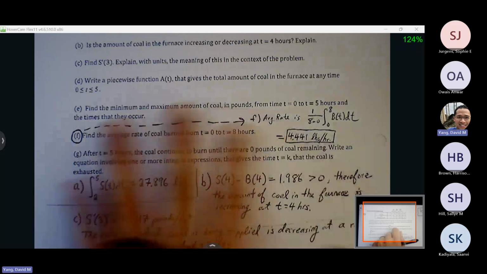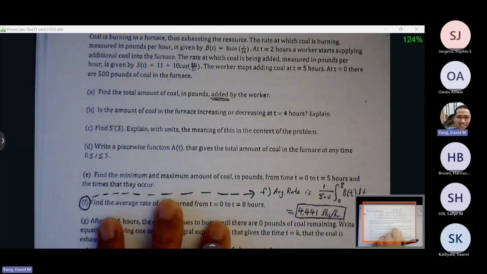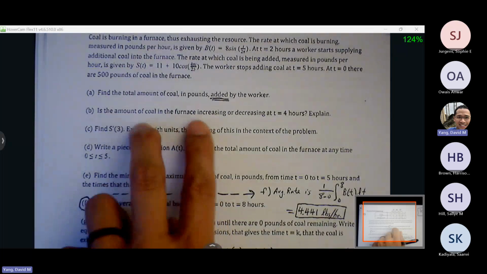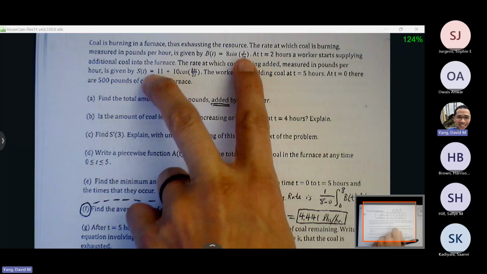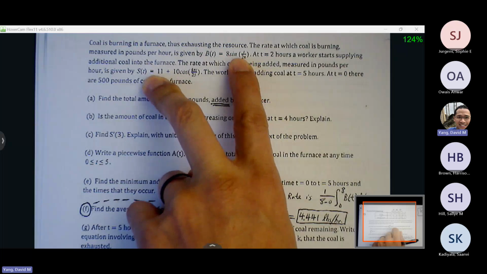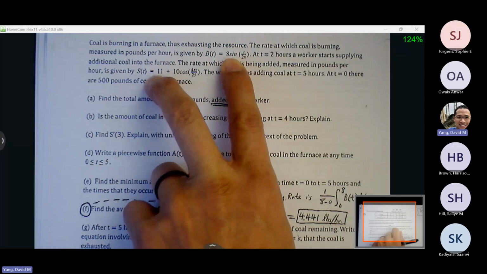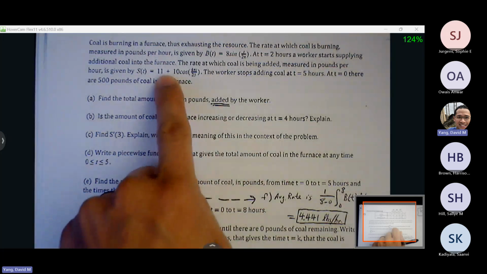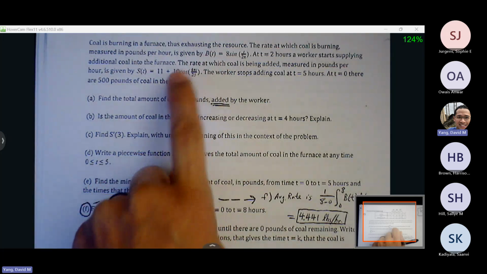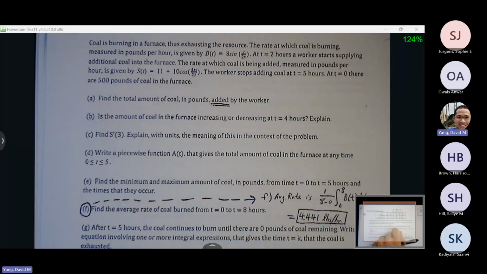Is the amount of coal in the furnace increasing or decreasing at T equals 4 hours? So we basically have to compare the rate at which S of T and B of T compare to each other, right? If B of T is greater than S of T, that means the amount of coal is decreasing because the rate at which it's being burned is more than what is being added. But if S of T is greater than B of T at that moment in time, that means the amount of coal in the furnace is increasing.